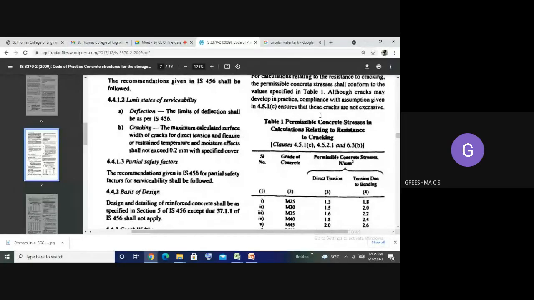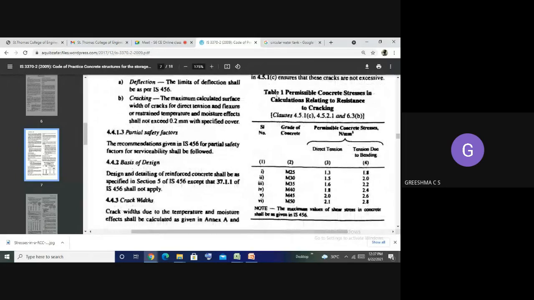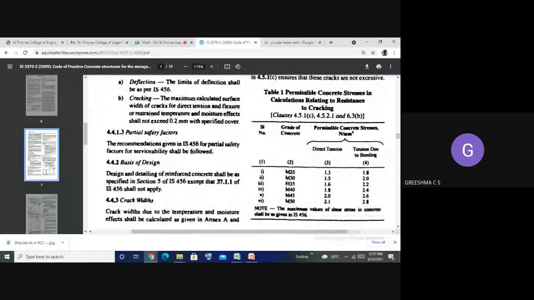Okay, so IS code 3370 part 2, page number 2, table 1. Okay, you can see here. Permissible concrete stress. So in this you can see a column here, that is they have shown grade of concrete and permissible concrete stress. So grade actually starts from M25, but nowadays nobody is using M25 for water tank. Normally you will be starting with the M30 only. Okay, so our grade of concrete is M30.